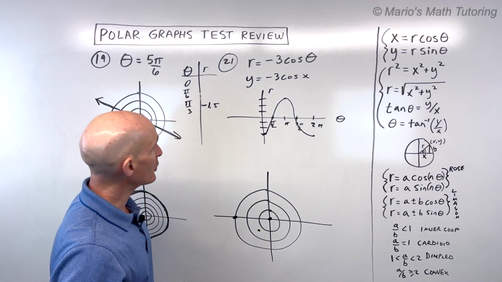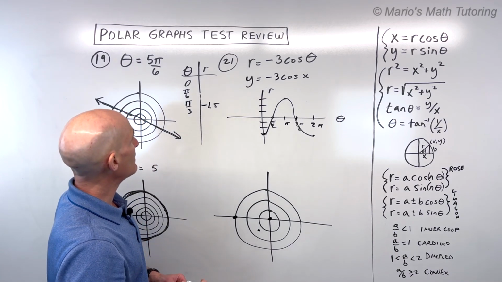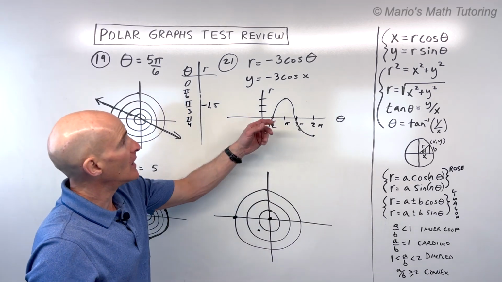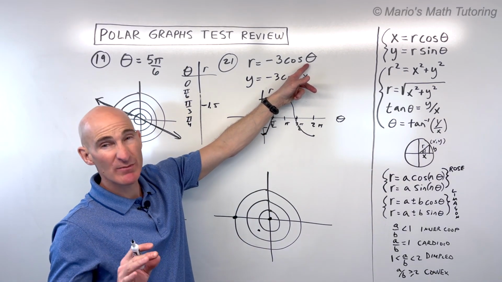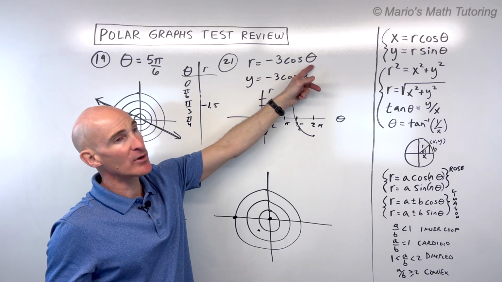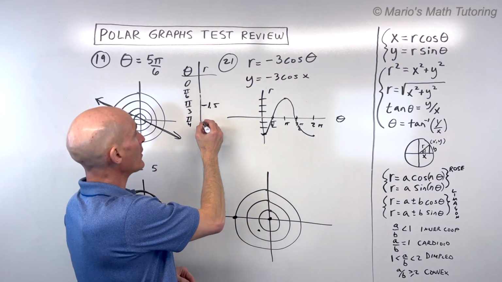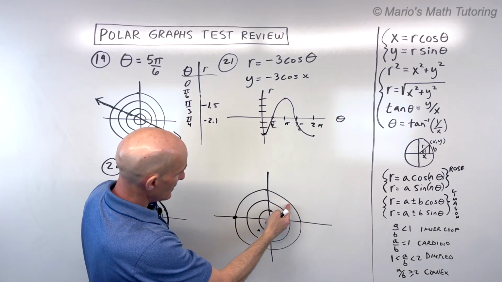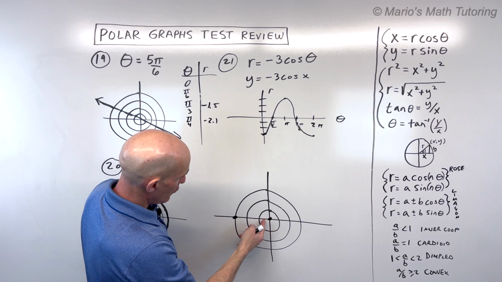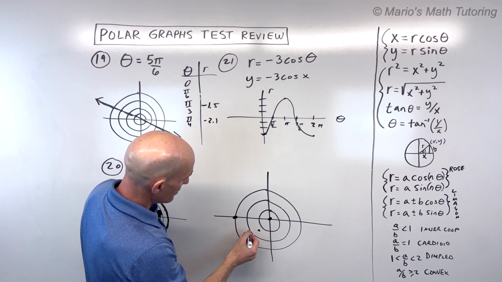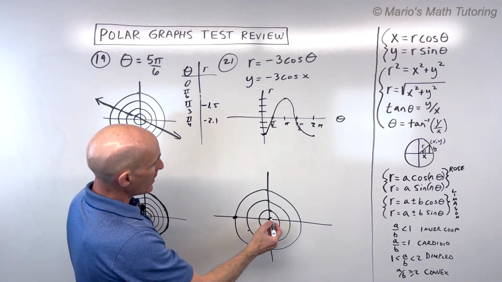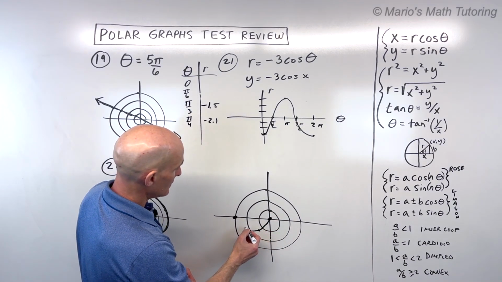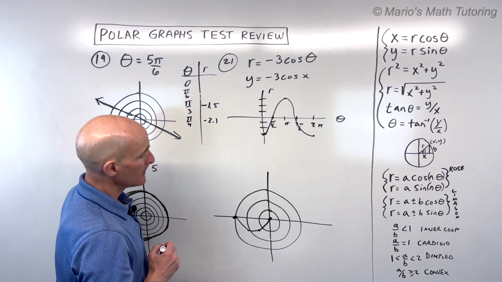If I want to do another point, let's do pi over 4. So pi over 4 is 45 degrees. Cosine of 45 is root 2 over 2. It's about 0.7. Negative 3 times 0.7 is about negative 2.1, roughly. So that means when I'm at 45, I'm going to be at 2.1, right about here. And so you can plot more and more points, but look what's happening: basically this part of the graph looks something like this.